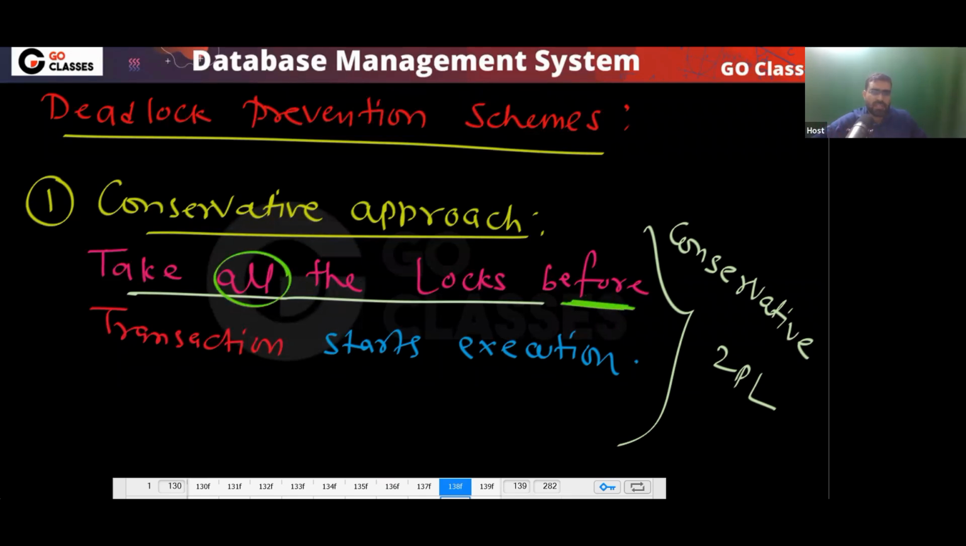In this approach, deadlock will never be possible. Why is deadlock never possible? Can anyone tell me why this approach is preventing deadlock? Deadlock will never be possible because you are taking all the resources before you start your execution, so you will never wait for anyone. So definitely deadlock is never possible. So this is your deadlock prevention scheme.